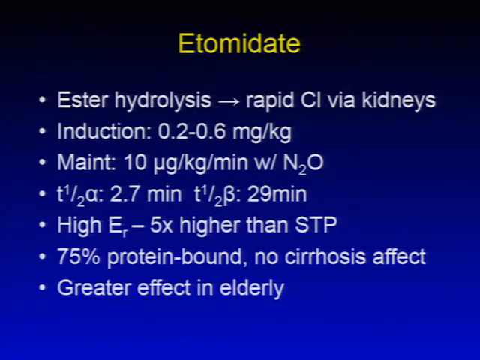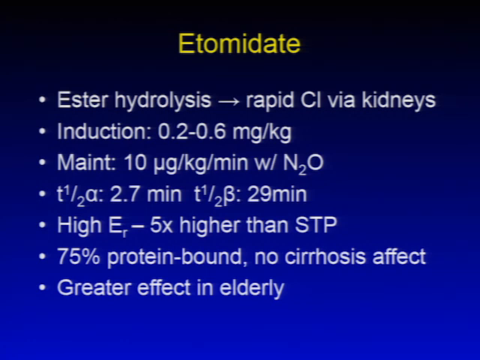Etomidate is metabolized via ester hydrolysis and then rapidly cleared via the kidneys. Induction dose is 0.2 to 0.6 milligrams per kilo with a maintenance of about 10 micrograms per kilo per minute if being used with nitrous oxide.